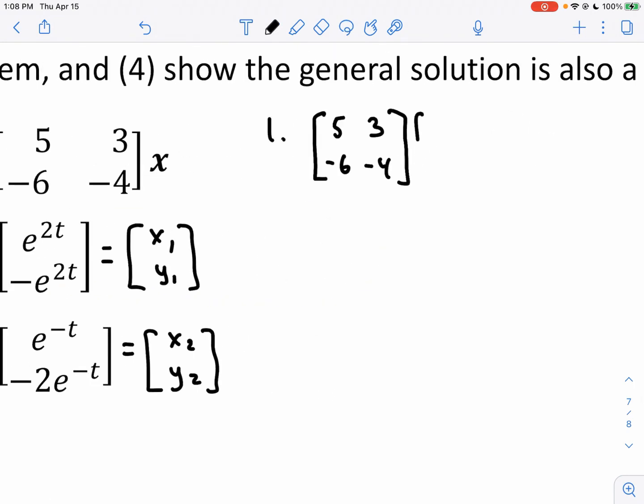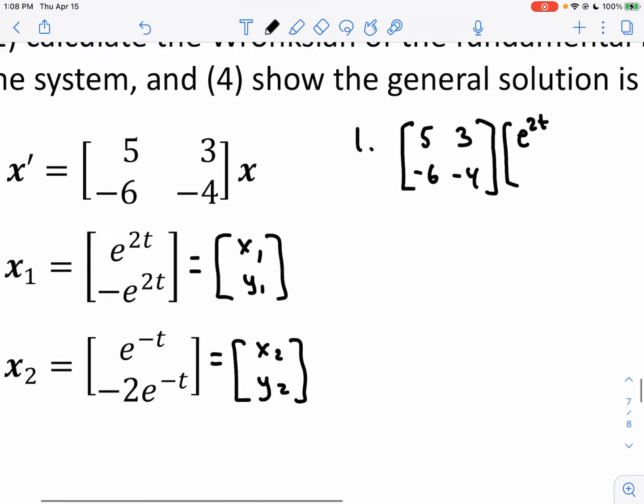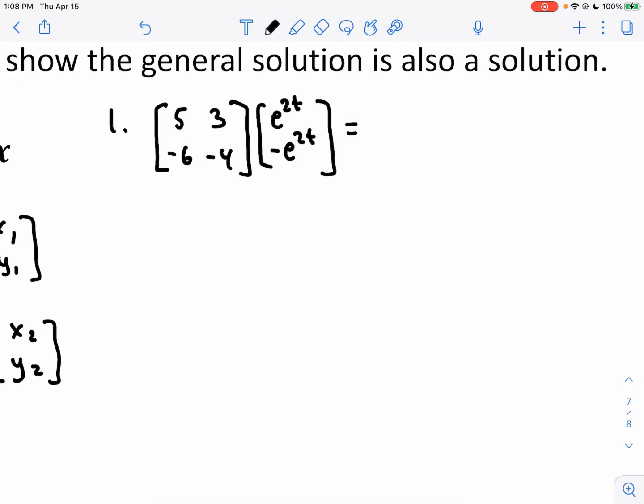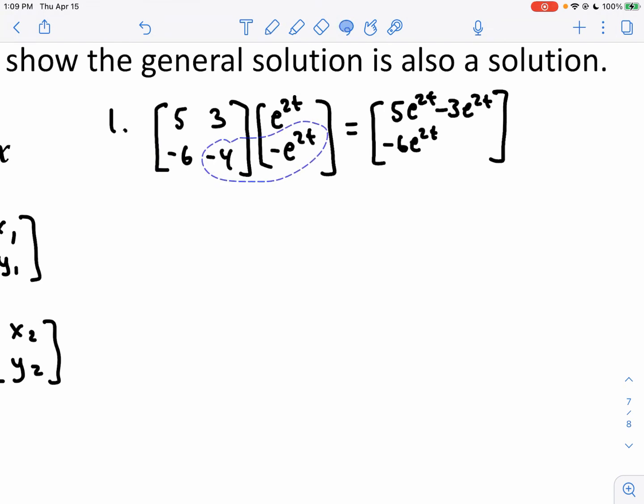And the x1 is e to the 2t, negative e to the 2t. And when you multiply these together, we use vector matrix multiplication, right? So the e to the 2t will multiply by the 5, then negative e to the 2t will multiply by the 3, and I'll combine those. 5 e to the 2t minus 3 e to the 2t. Now I take this and I multiply it across the bottom row. So I multiply e to the 2t and -6, so -6 e to the 2t, and then multiply these two, so plus 4 e to the 2t.